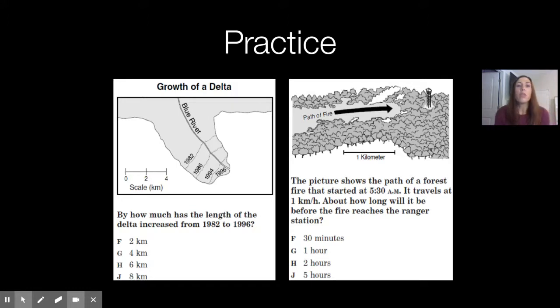So these 2 questions I've seen so many times in my earth science teaching life, but they are good practice because it forces you to practice using that graphic scale. By how much has the length of the delta increased from 1982 to 1996? So you would take your piece of paper and you would hold it up to the screen, and then you would measure and make a mark.